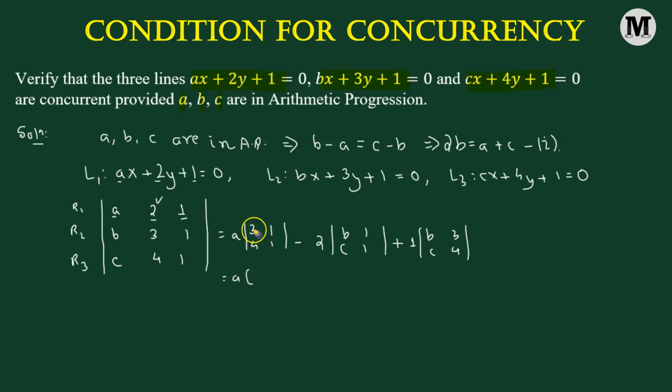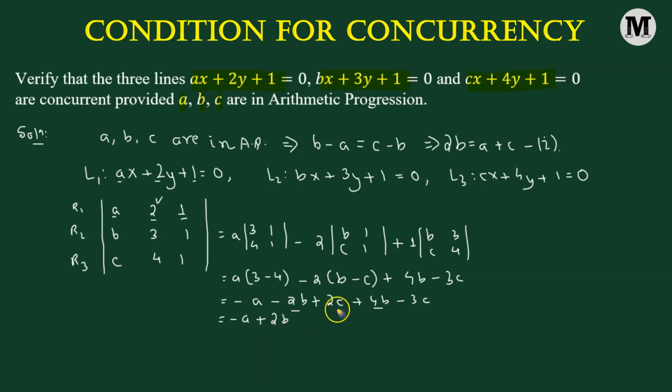Right, so let's further simplify. We have a multiplied by 3 times 1, that's 3, minus 4 times 1, that's 4, minus 2 multiplied by b times 1, that's b, minus c times 1, that's c, added to b times 4, that's 4b, minus 3 times c, that's 3c. So 3 minus 4 is negative 1, and negative 1 times a makes it negative a. So negative a minus 2b plus 2c added to 4b minus 3c. Negative 2b and positive 4b becomes positive 2b. Then we have positive 2c and negative 3c, so that becomes negative c.